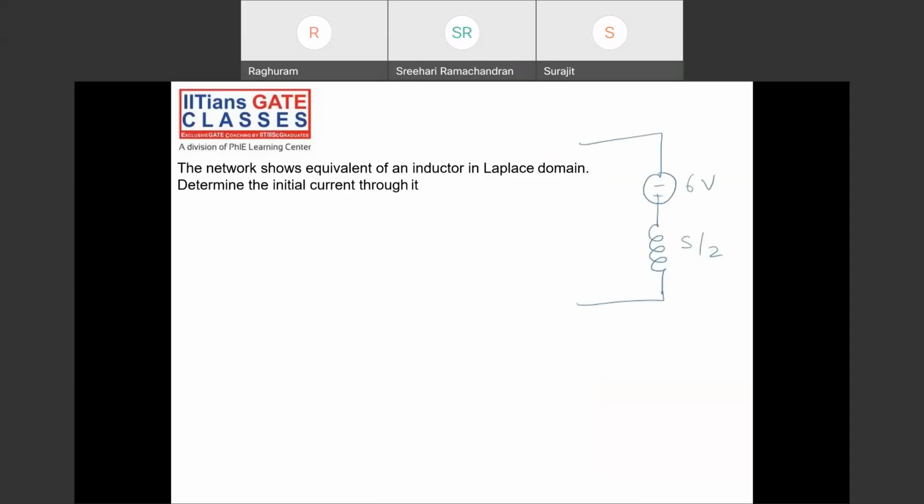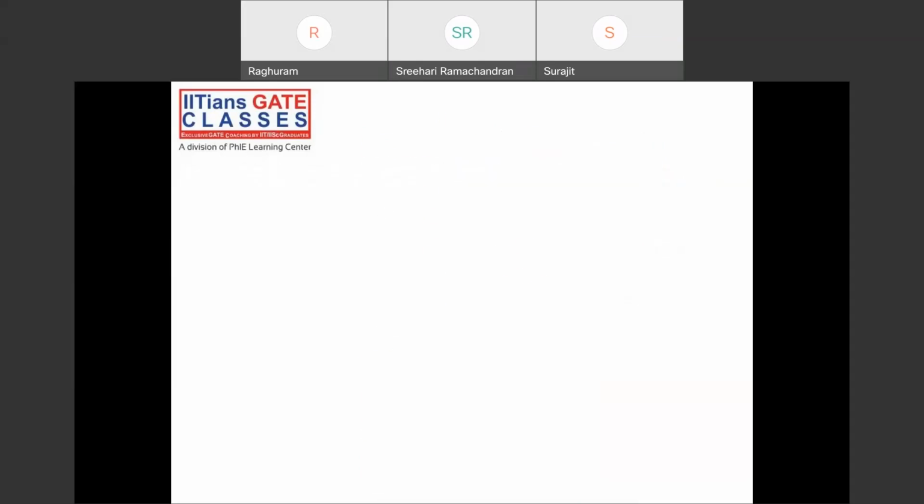Yeah. This one more important one. The network shows the equivalent of an inductor in the Laplace domain. Determine the initial current through it. Rather, let me transform the equations for capacitors and inductors.